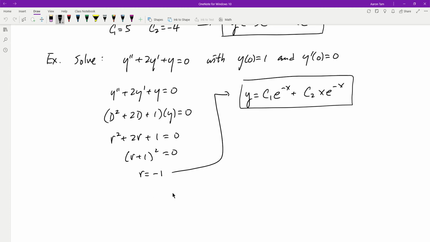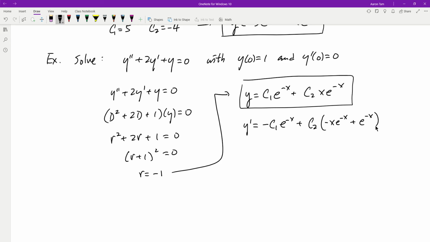Before I do that, I'm going to find y prime, because I do need that for the initial condition. Now, y prime is a little tricky. So negative c1 e to the negative x plus, notice this is x e to the negative x. That means when we differentiate this, we'll have to use the product rule. So make sure you don't forget. Therefore it becomes c2 times, 1d2, so negative x e to the negative x, plus 2d1, which is just e to the negative x.